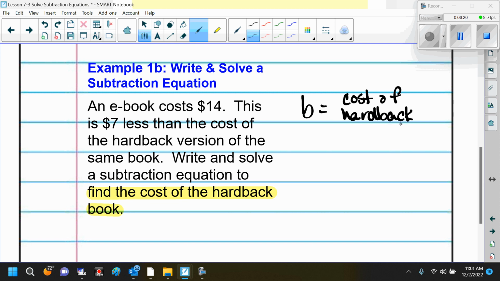That's okay. You can use whatever you want, right? You can use whatever you want. All right. What is the other important information in this problem? What do we got? $14 is the cost of the ebook.